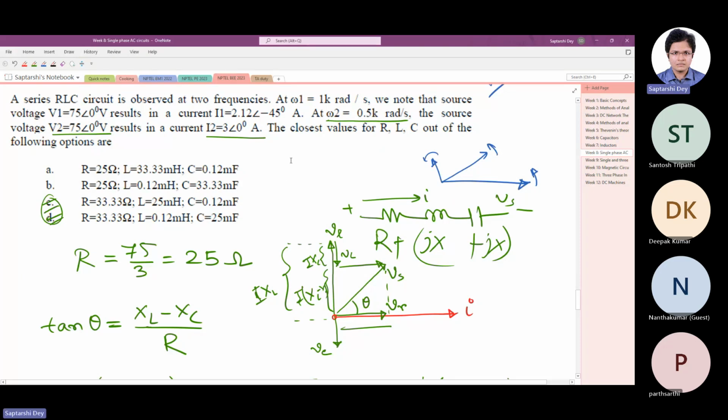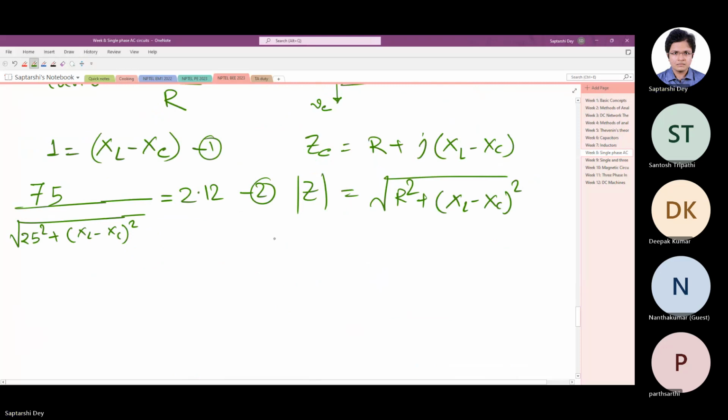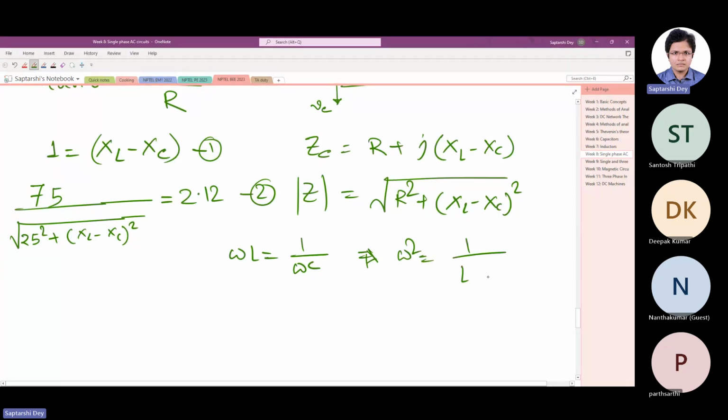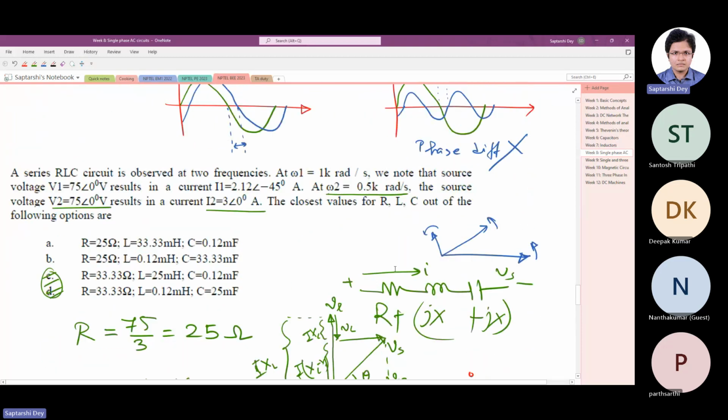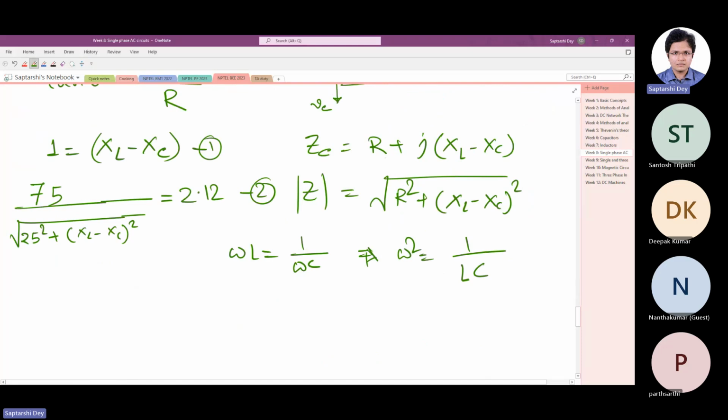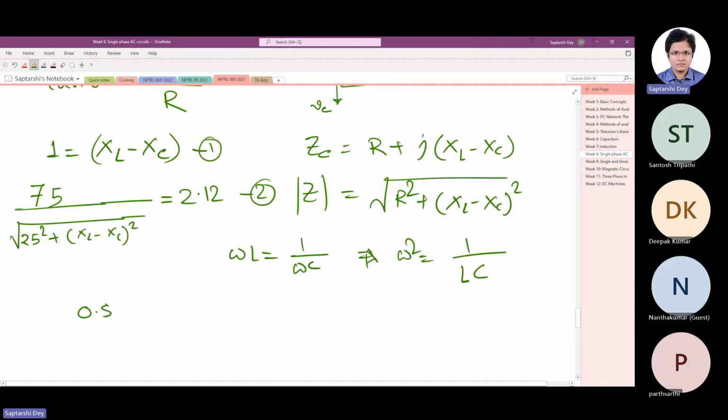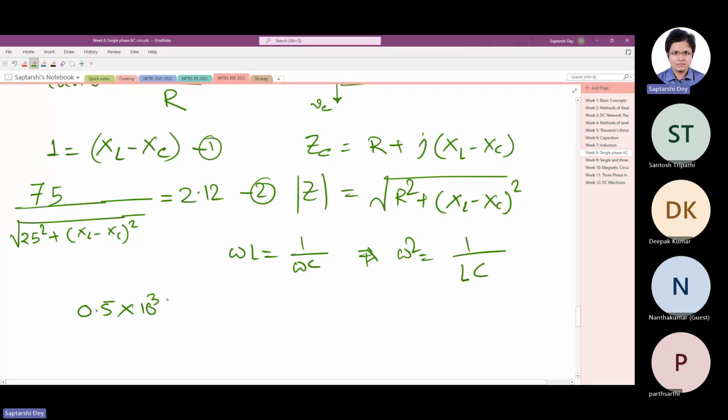See, we know the resonance frequency of this circuit, right? So at resonance, what happens? At resonance, omega L becomes equal to 1 by omega C. So basically, omega squared is equal to 1 by LC, right? Now it was resonating at how much? Half kiloradian per second. So 0.5 times 10 cube, half kilo.